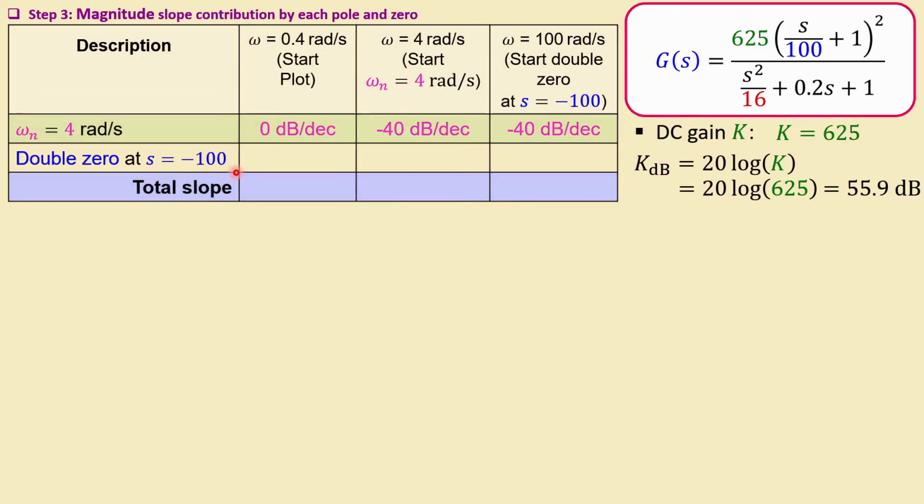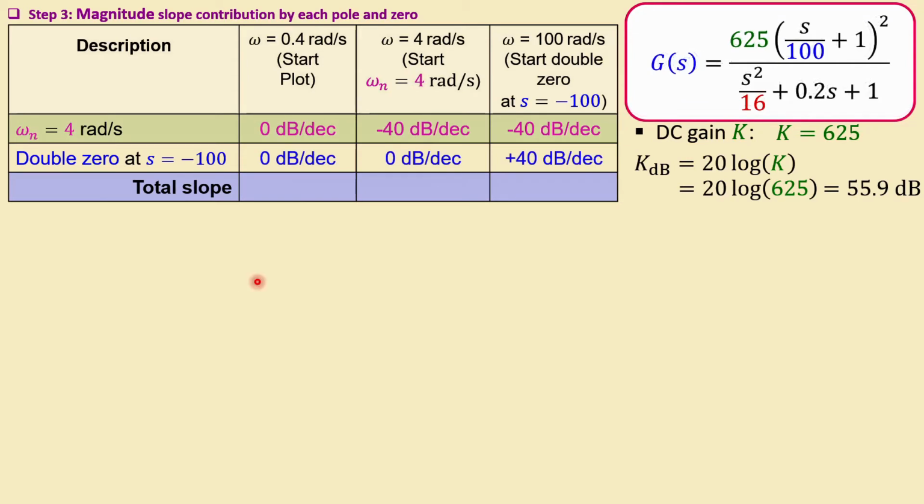Now for a zero, if you have a first order zero, that will have a slope of plus 20 dB per decade. And if you have a second order, it will have 2 times that. If you, for example, have a fifth order, it will have 5 times that. So in our case, we start, of course, here. Before that, it has a slope of 0 dB per decade. So it starts with a 40 dB per decade slope at 100 radians per second.